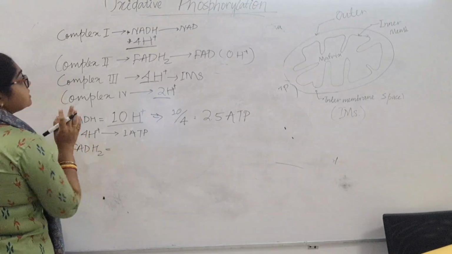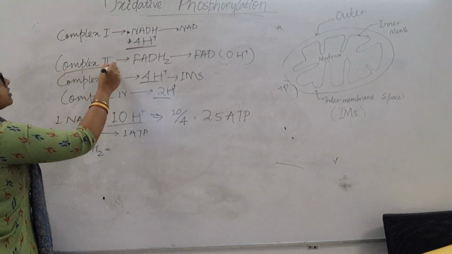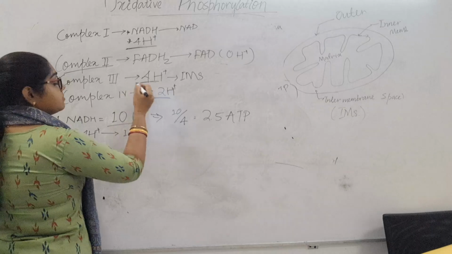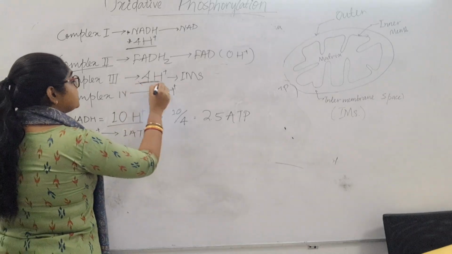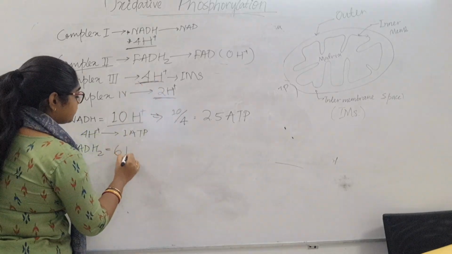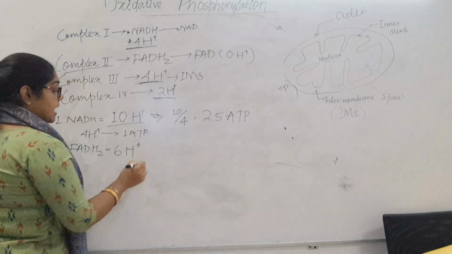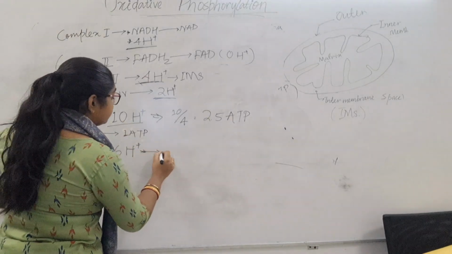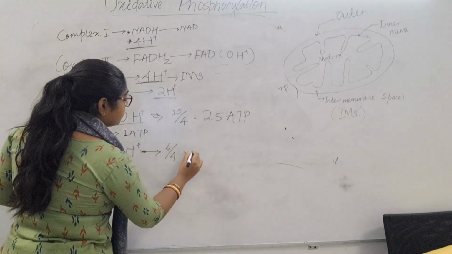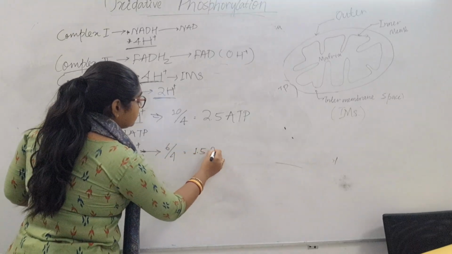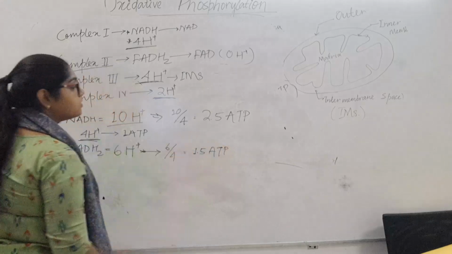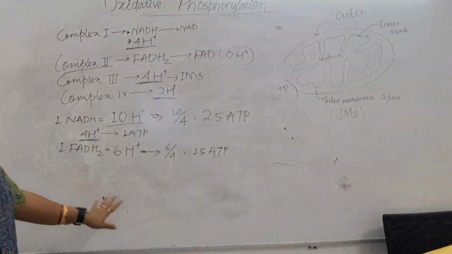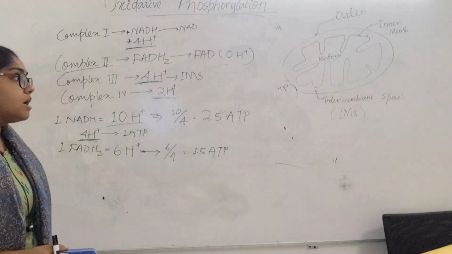One FADH2 sends 6 protons. How? Because complex 2 does not transport any protons, it will only transport through complex 3 and complex 4. That means a total of 6 protons, and 4 protons make 1 ATP. So here it will make 6 by 4, which is approximately 1.5 ATP. One NADH makes 2.5 ATP, and one FADH2 makes 1.5 ATP.